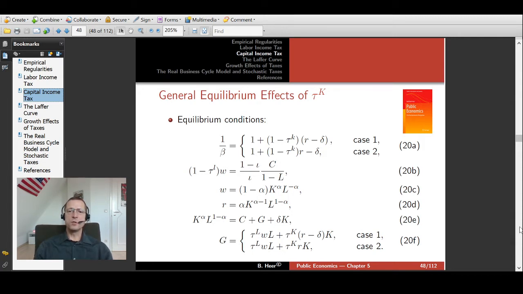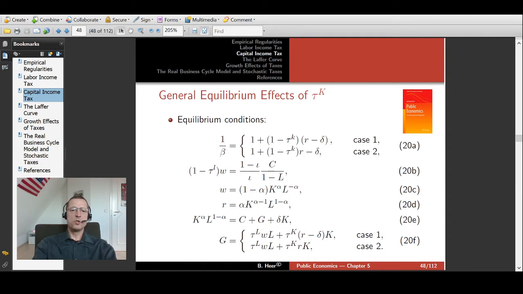The Euler equation, the first order condition with respect to labor, wages equal to the marginal product of labor, interest rate R equal to the marginal product of capital, the resource constraint, and government consumption G equal to revenue, so we have a balanced government budget.